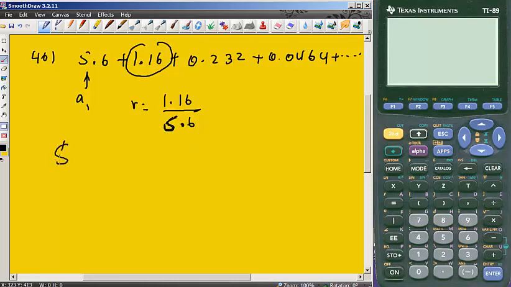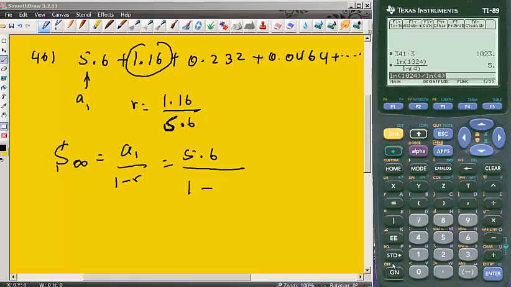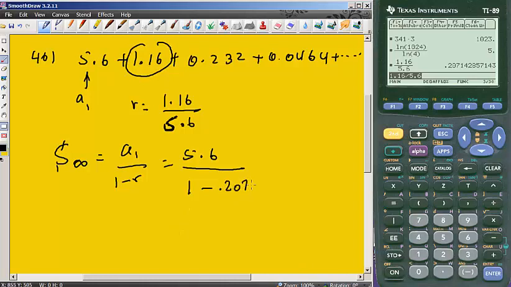So my formula is S to the infinity is a sub 1 over 1 minus r. So this is 5.6, all that over 1 minus the ratio. And let's go ahead and divide that out. So it would be 1.16 divided by 5.6. And that gives us 0.207.